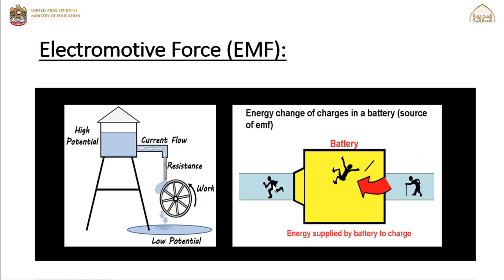Always the electricity flows from the high potential to low potential. When the electrons or the charges come to a battery, it will get boosted up and it will go with a faster speed. That's what the EMF source or a battery does.